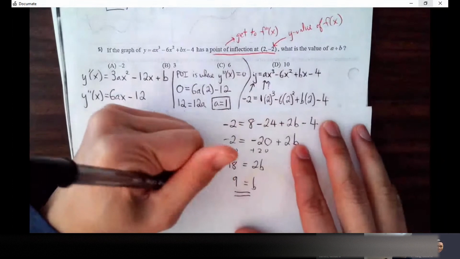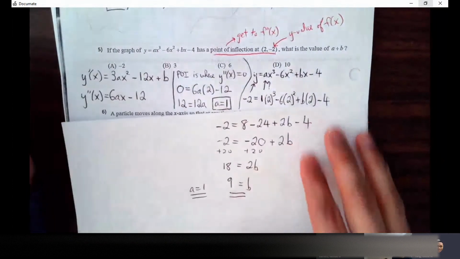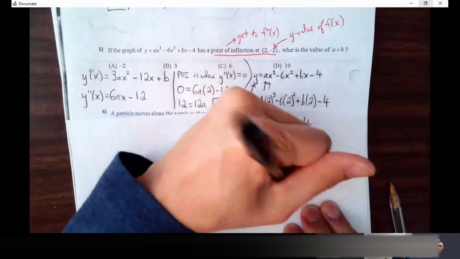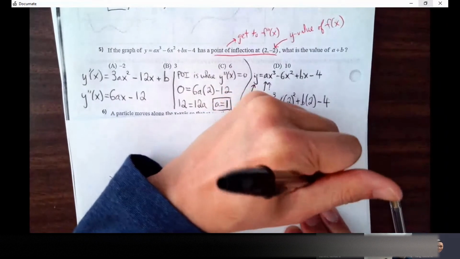So I have my a value being 1. I have my b value being 9, so therefore a plus b must be 1 plus 9, which is 10.